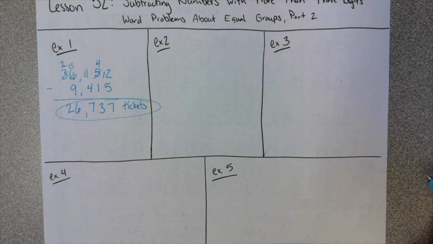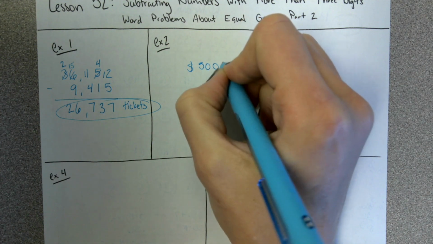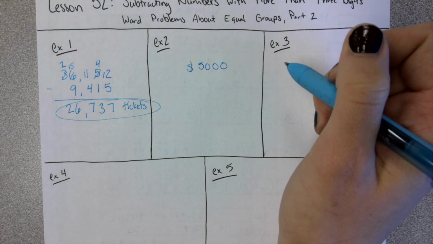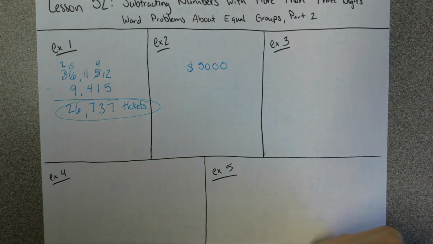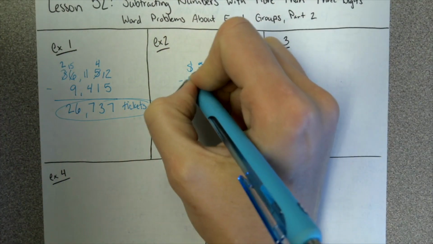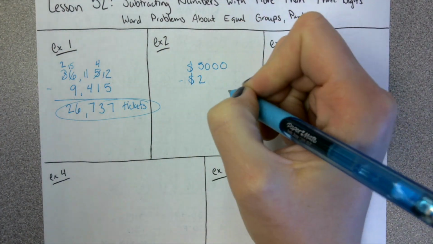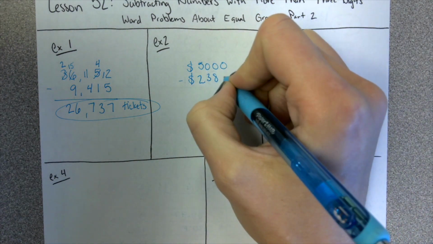Example 2. A charity received a contribution of $5,000. In the first month after the contribution was received, the charity spent $2,386. How much of the contribution remained? So we got to figure out what's left after they spend it, so we have to subtract 2,386.